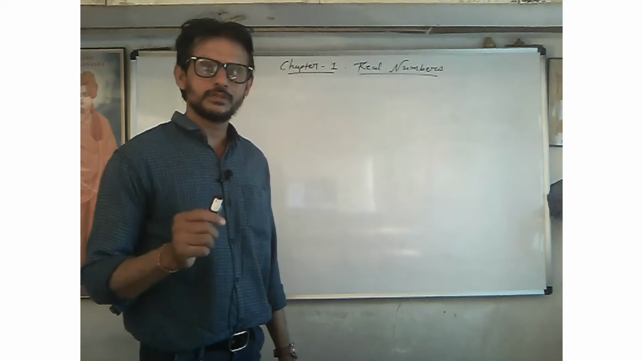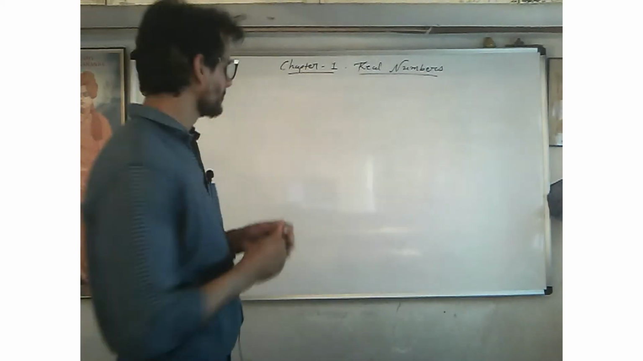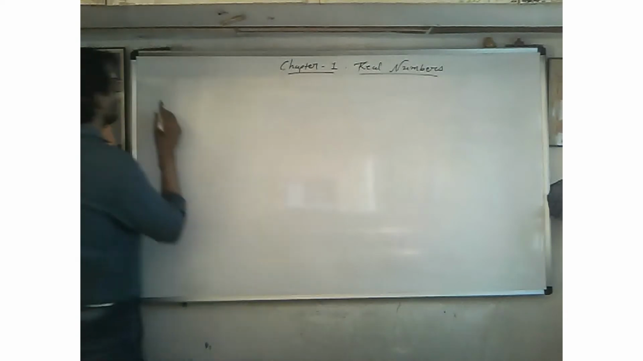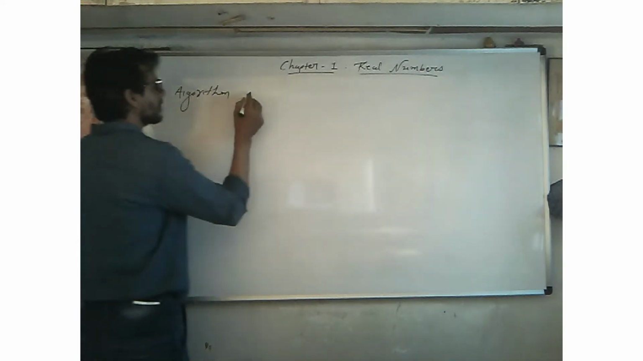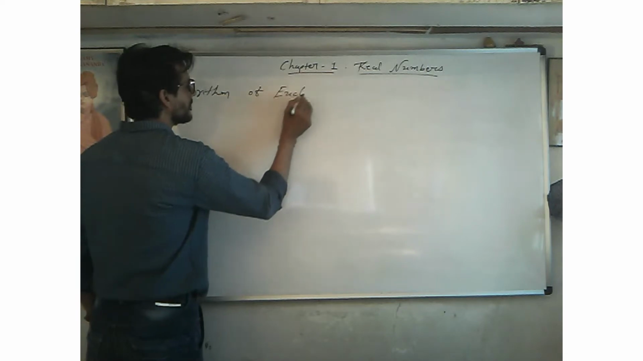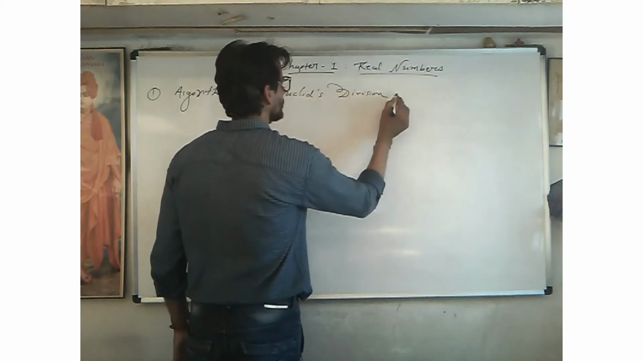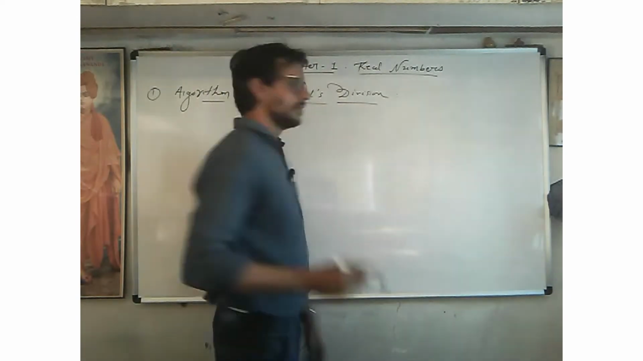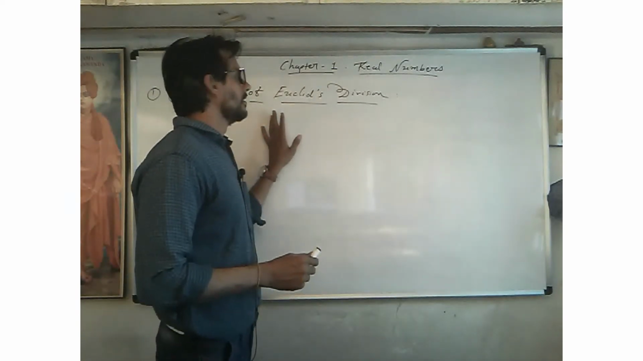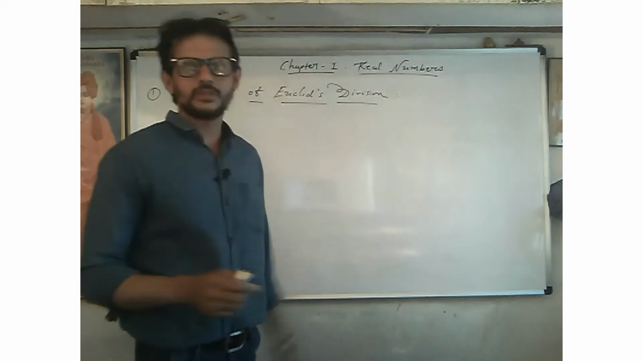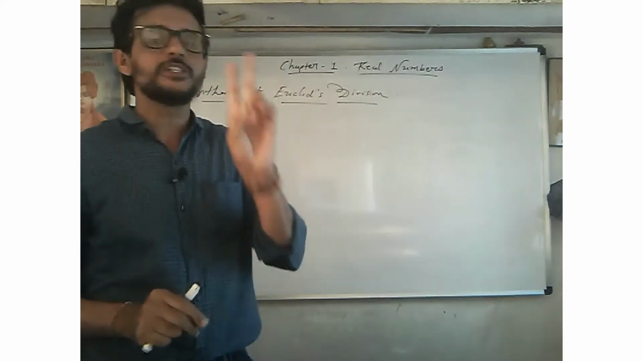Now, explanation. The explanation about the first property. Algorithm of Euclid's division. Actually, algorithm of Euclid's division is a technique to compute the highest common factor of two given positive integers.